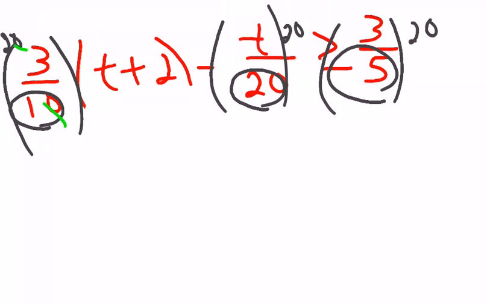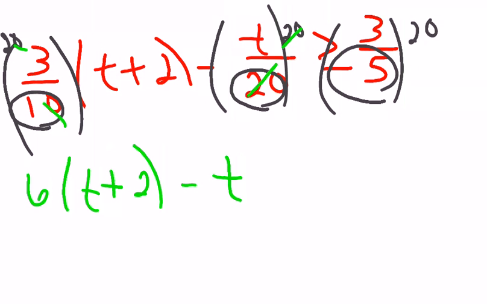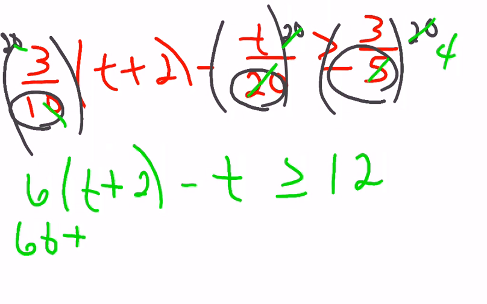So 10 goes into 20 twice, so we have 2 times 3, which is 6, times this (t + 2). 20 goes into 20 evenly, so we're left with just t. And here 5 goes into 20 four times, so 3 times 4 is 12. Distribute the 6, so we have 6t + 12 − t ≥ 12.